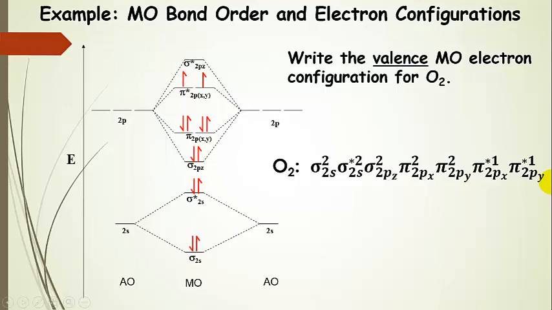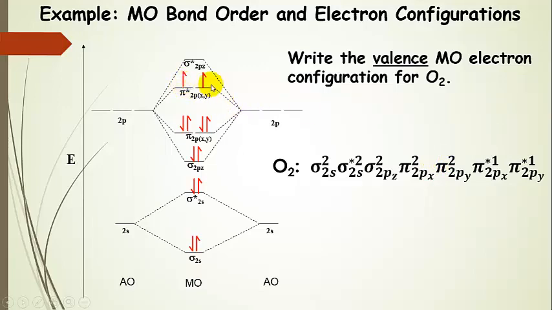Okay, so let's write the valence molecular orbital electron configuration. So this is very similar to what we did before. The sigma 2s has 2 electrons in it. The sigma star 2s has 2 electrons in it. The sigma 2pz has 2 electrons in it. Let's write down our pi's. So there they are. Now sometimes you'll see this as pi 2px comma y, and there will be 4 electrons in it. And that's a little bit of a shortcut, but that's okay to do. You'll see that, and that's okay.